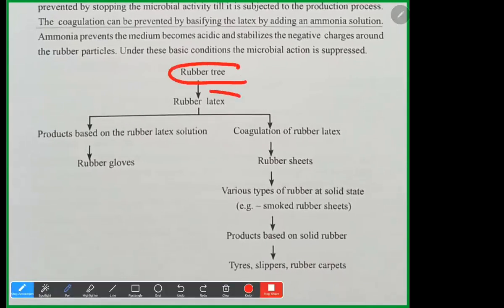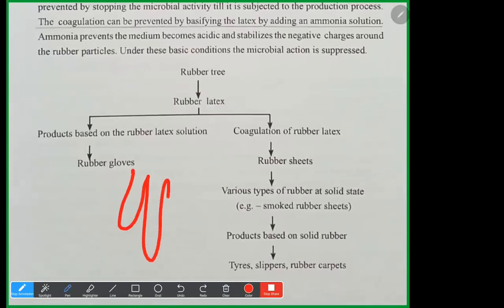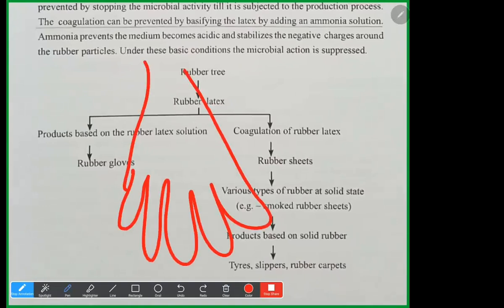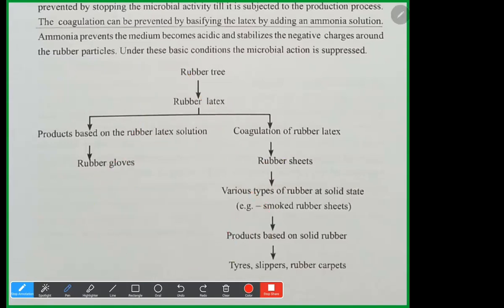Rubber tree, rubber latex. If you are making dipped products, typically we have these molds of rubber gloves, hand shape, see my hand. So we can just dip it in this rubber latex, so it is ready to dry to make this glove. If you are going that way, you are not going through this coagulation process. But otherwise, we need to coagulate to make the rubber sheets, then various types of rubbers in solid state.